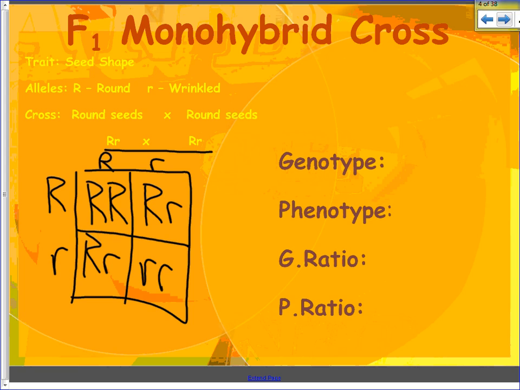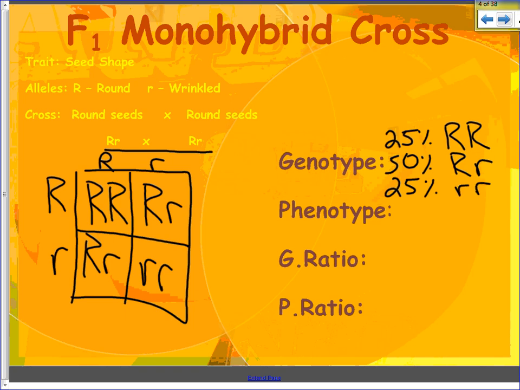So if we look again at the genotype, in this case, there were three possible genotypes. 25% of the offspring were homozygous dominant, 50% of the offspring were heterozygous, and 25% of the offspring were homozygous recessive. Phenotypically, though, what Gregor Mendel would have seen initially after he did the experiment was that 75% of the offspring were round seeded and 25% were wrinkled.